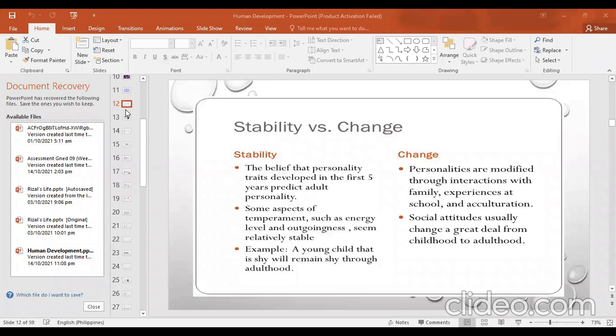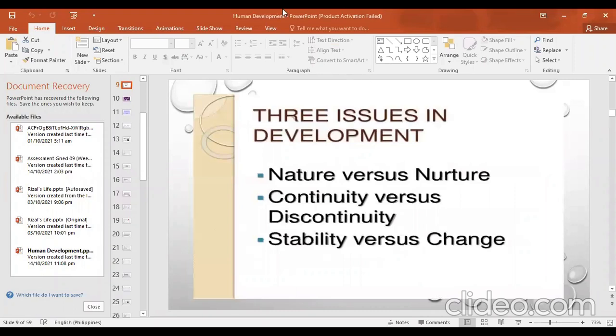So again, what are the three issues in development? First, we have nature versus nurture. When we talk about again the nature, it has something to do with the genes, heredity, while the nurture, it has something to do with the environment, influences. Next, we have continuity, continuous progress or continuous development versus discontinuity or distinct lang siya in stages. And we have stability, stagnant versus change. Okay, next.